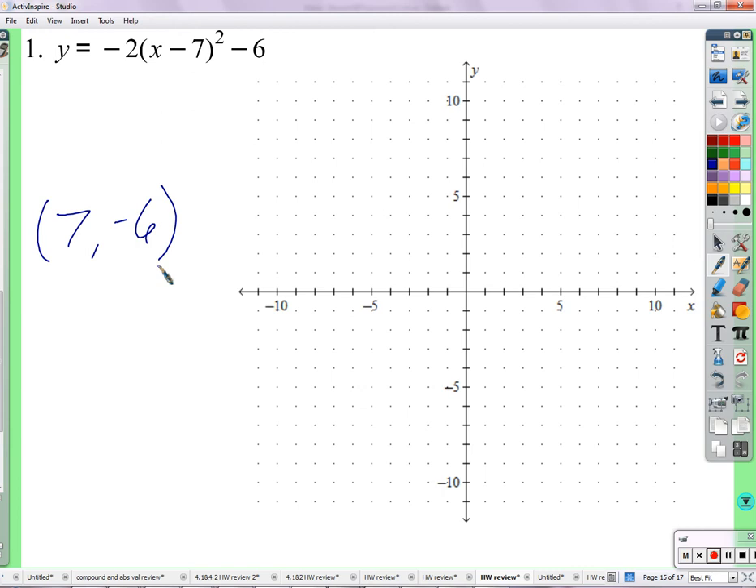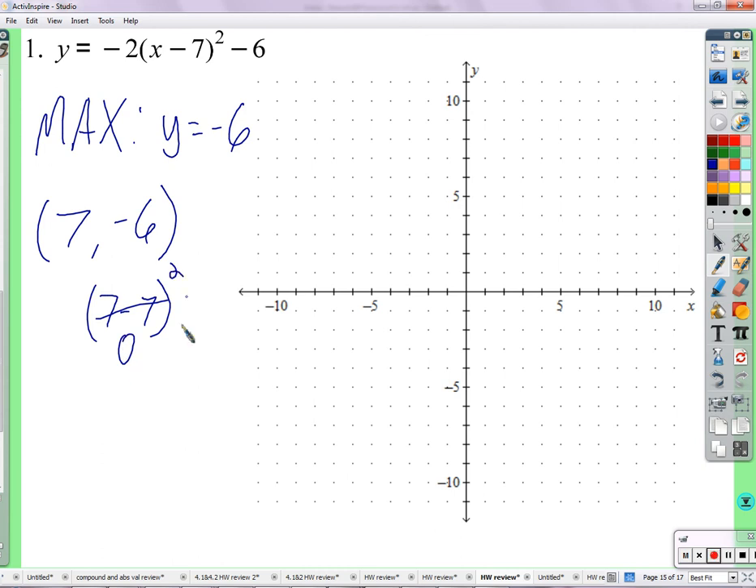Will it open up or down? Down. It'll open down. Multiply this out, then you'll get an x squared minus 14x plus 49 multiplied by negative 2. So you've got a negative 2x squared, so we know it's going to open down. It's going to have a maximum value. It will have a maximum value of y equals negative 6. Because even though there's a negative 2 there, still, look what happens when you plug in 7. 7 minus 7 is 0. Right? That's 0. Squared, still 0. Multiplied by negative 2, still 0. Right? If I plug in a 7, I'll still get 0. Minus 6.